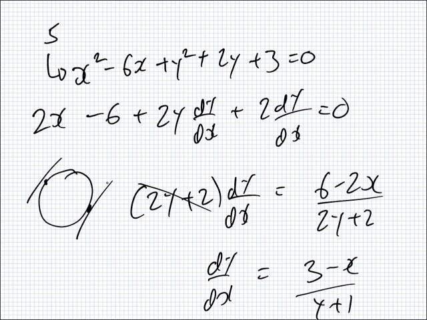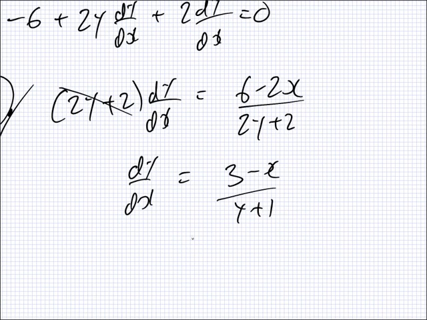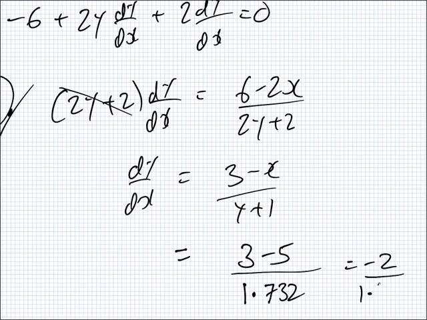So the answer you calculated is not matched. Does it not? I don't think so. What answer did you get for y? What was your answer for y? Hold on, let me type it in again. It was something like 0.7 or 0.8. 3 minus 5 over 0.732. So can you type in minus 2 over 1.732?